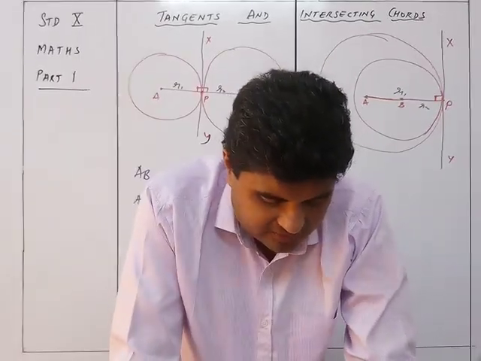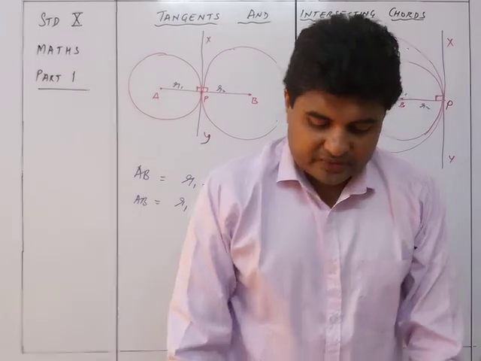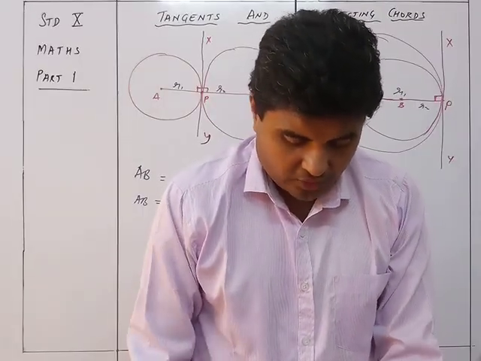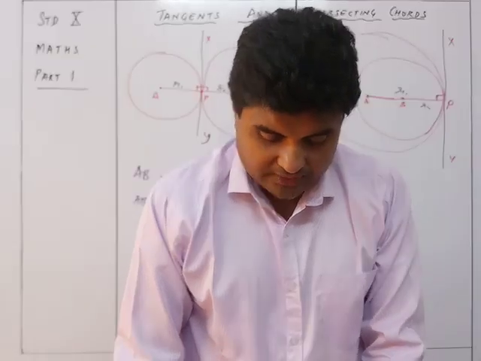And concentric circles means circles with the same center. That's it. So this was the explanation about the part which we are going to do before the exercise. So that is about the tangents.